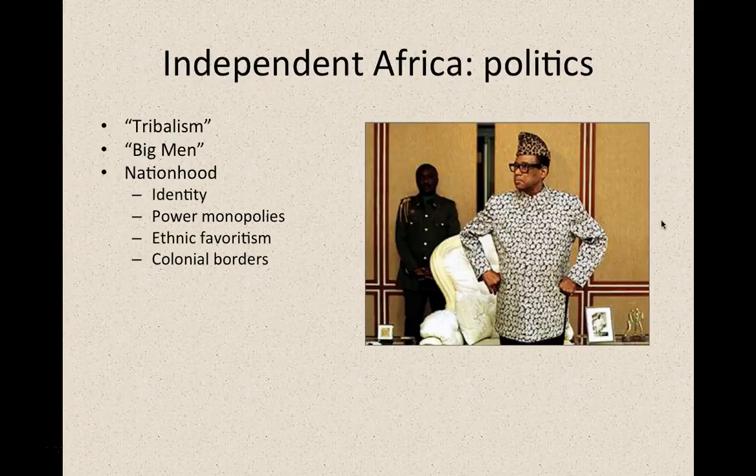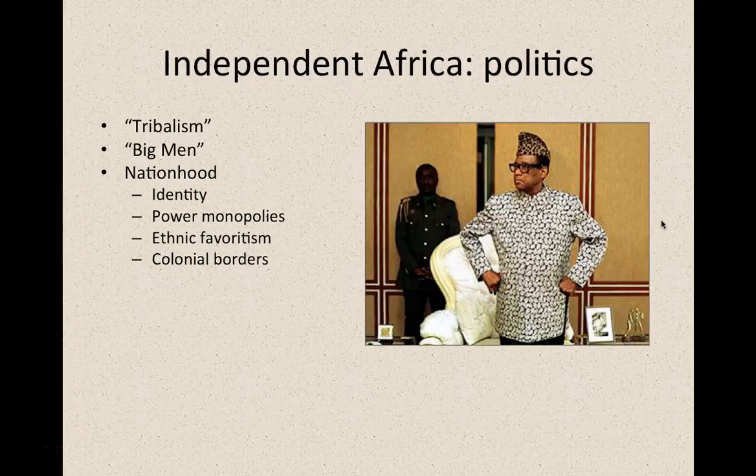Power monopolies were the thing that held these nations together in many cases. The whole apparatus surrounding the big man, and most of these places, even if there were democratic elections, ended up being relatively autocratic. This is the case with Ghana, which had started out with so much promise under Kwame Nkrumah, but ended up being quite authoritarian, very much a command economy, certainly by the mid-1960s when Kwame Nkrumah was overthrown in a military coup.